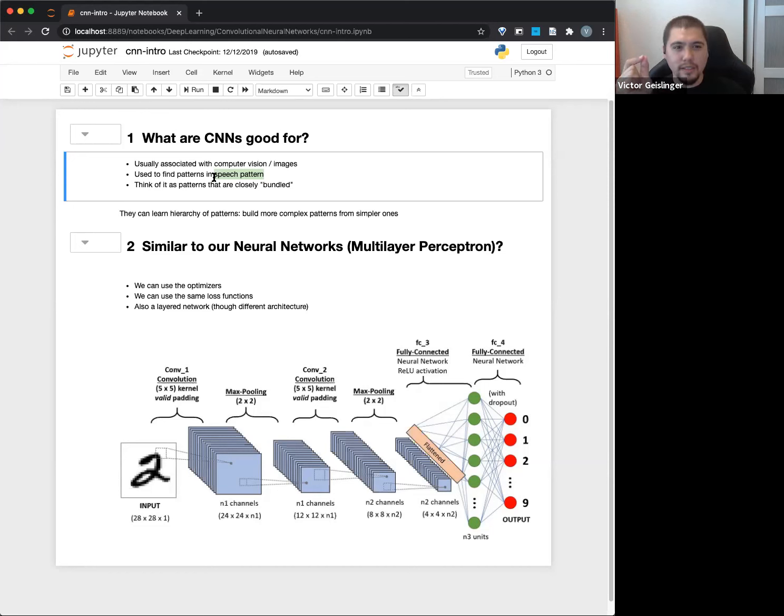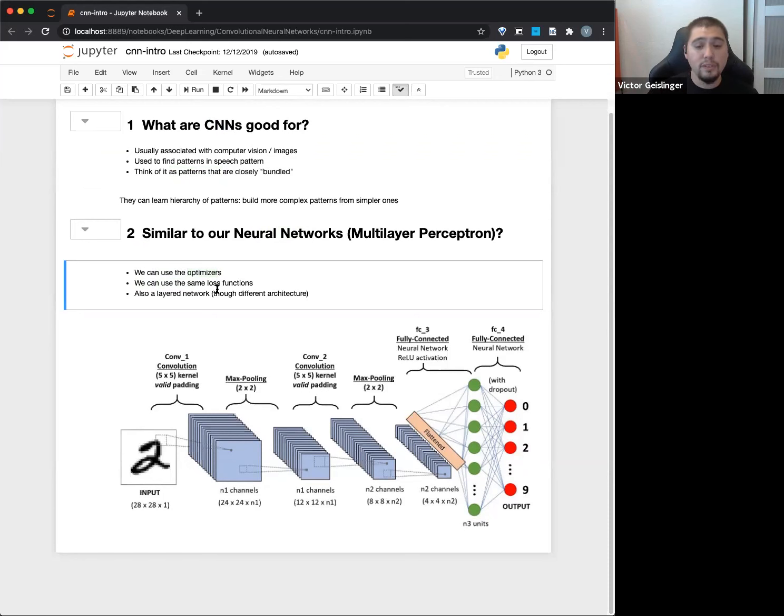Okay, so this is an example right here. I literally just searched Google for convolution neural nets and pulled this up. One nice thing about CNNs is that we can use the same optimizers. It's still a neural network. We can use the same loss functions. We don't have to worry about some weird, new architecture. We're just doing a neural network with some extra pattern finding layers.